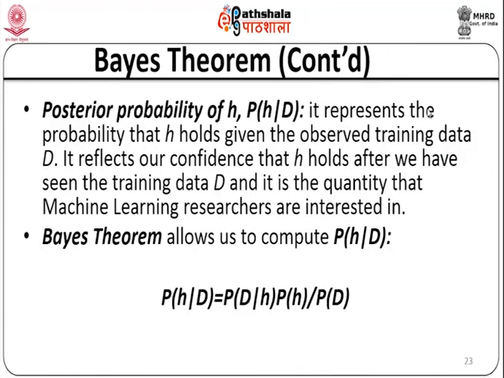So, the posterior probability, the final thing that we want to find, given the data what is the hypothesis, represents the probability that the hypothesis holds given the observed training data. It reflects our confidence that H holds after we have seen the training data D, and it is the quantity that machine learning researchers are interested in. Bayes theorem allows us to compute this posterior probability.